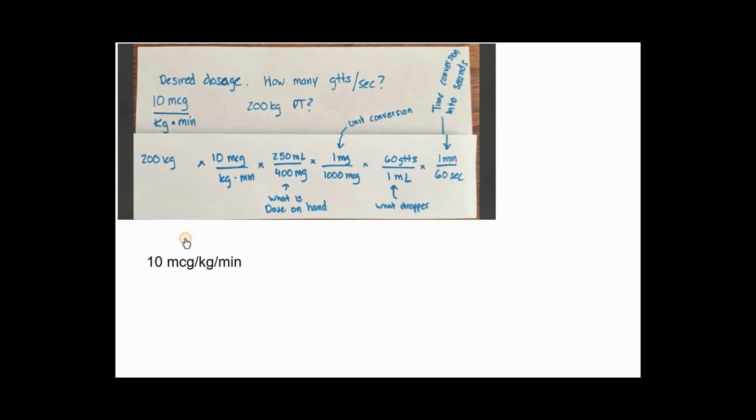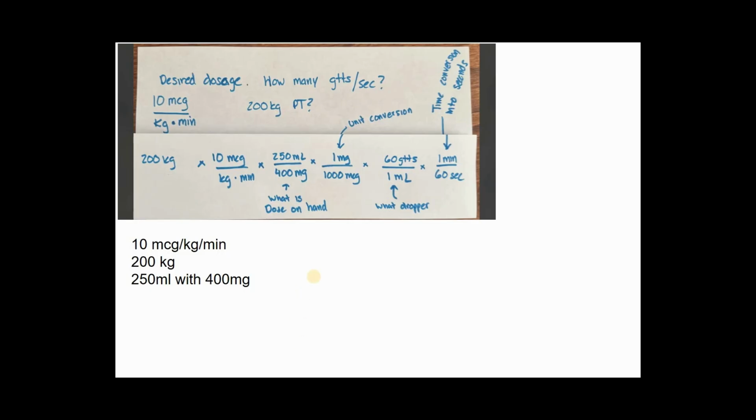First of all, your dosing should be mics per kilogram per minute, right? We know that the patient is 200 kilograms, and we also know that we have a bag of 250 milliliters with 400 milligrams in it. So how would I do this if I were ordered to give 10 mics per kilogram per minute on this 200 kilogram patient? Simple. Here's the formula. 10 mics per kilogram per minute. Right there is the formula.